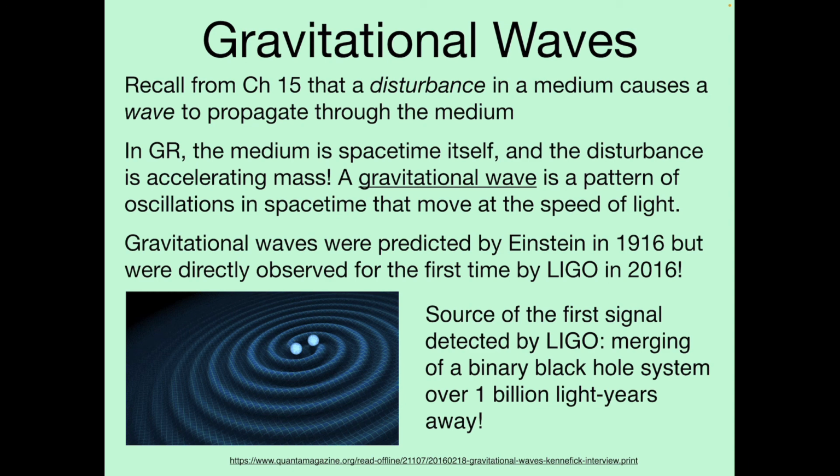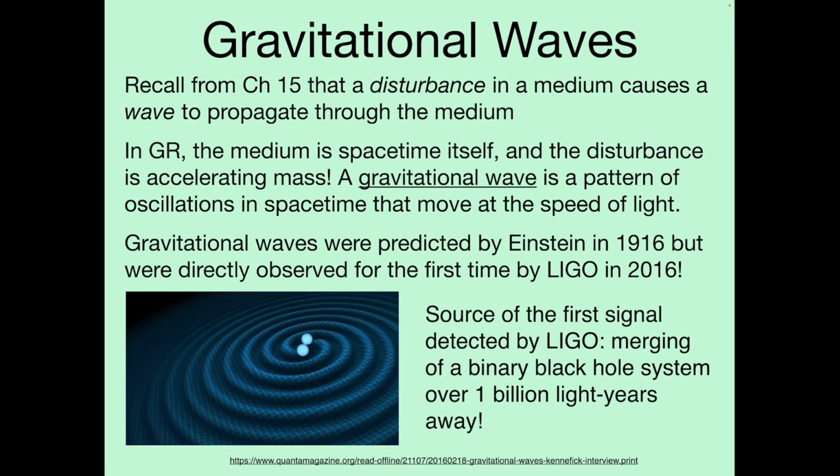So Einstein predicted that we should have gravitational waves back in 1916 when he was working out some of the consequences of his theory, but it took 100 years before anyone actually observed gravitational waves for the first time. And the source of those gravitational waves that were detected by LIGO in 2016 were from a merging binary black hole system located over 1 billion light years away. So in a very distant galaxy, about 1 billion light years away, there was a binary black hole system. That means two black holes orbiting each other at a very close distance.